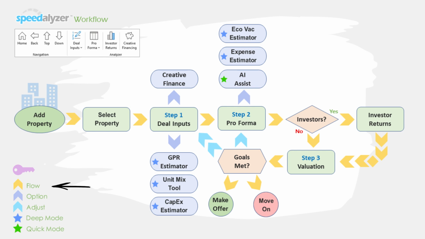Yellow arrows represent the high-speed workflow, purple arrows indicate optional steps, and blue arrows show adjustment paths. Blue stars mark deep mode tools for diving deeper into the numbers, while green stars highlight quick mode tools that use AI to help you research and justify your assumptions.